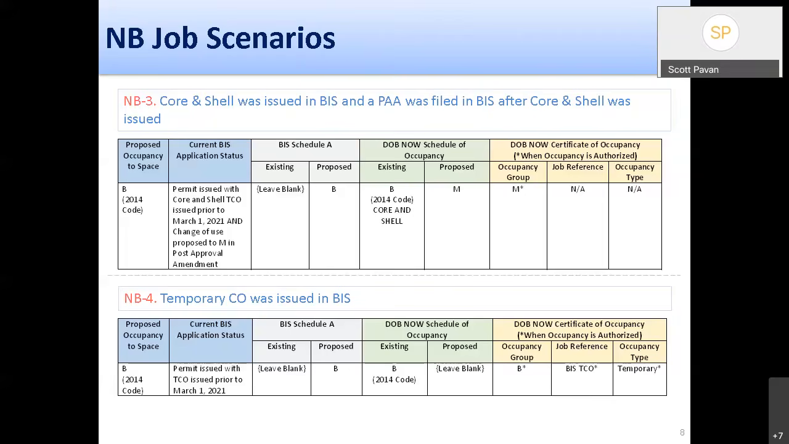So you have a B occupancy as existing because there's a core and shell TCO for the existing, and I got an approved PAA on my BIS Sched A to change that to mercantile. So what am I entering? Existing, because I have a TCO, core and shell business. Proposed, mercantile. And then you can proceed with your TCO request, so that you can get that mercantile on the next TCO. Got it? Sorry, that took me a while to wake up on that one.